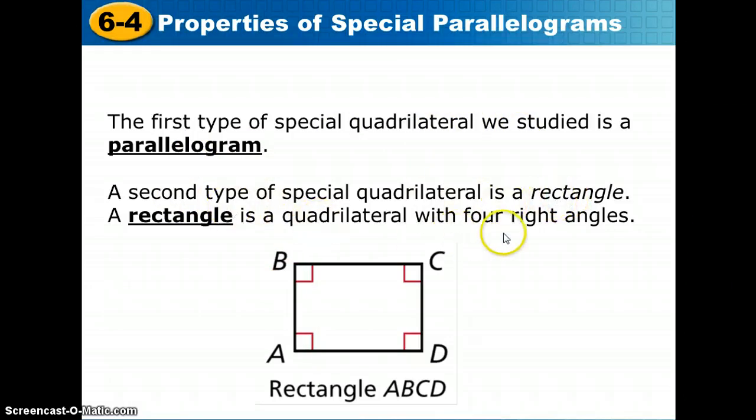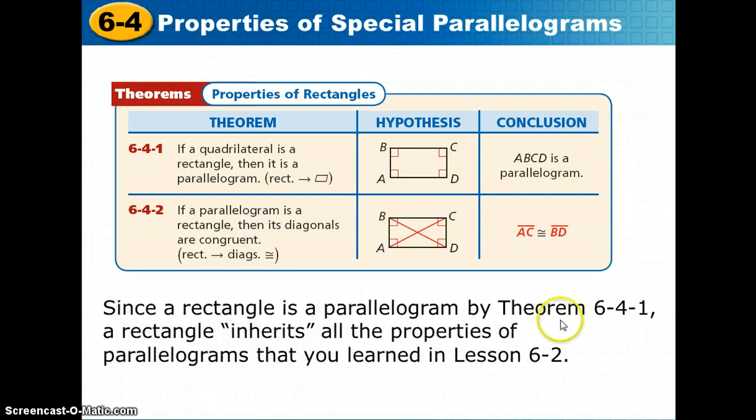A rectangle is a quadrilateral with 4 right angles. That is our definition. Now, there are many other characteristics of rectangles, but we will look at this as our definition. If it's a quadrilateral with 4 right angles, then we know it's a rectangle. And here are 2 properties of rectangles.